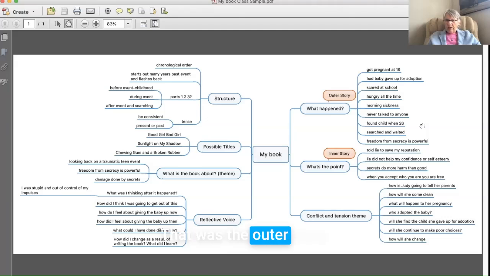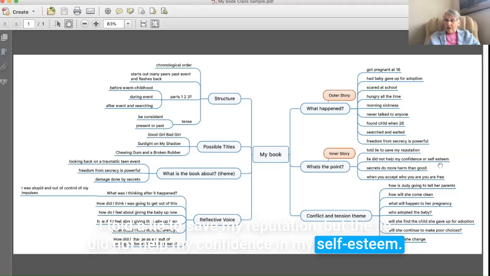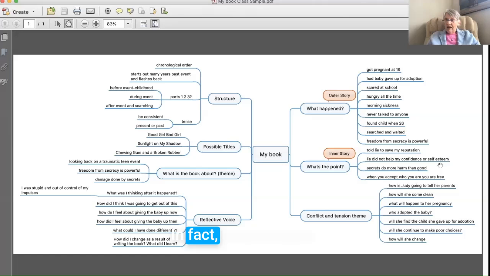That was the outer story. The inner story was, what's the point? I told a lie to save my reputation, but the lie did not help my confidence or my self-esteem. In fact, it hurt it more. Secrets do more harm than good. And when you accept who you are, you're truly free.